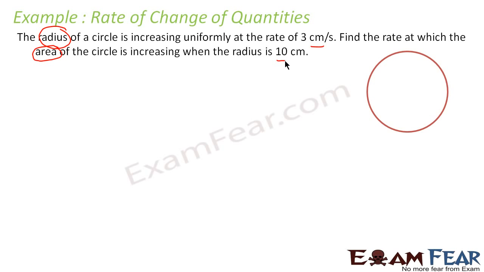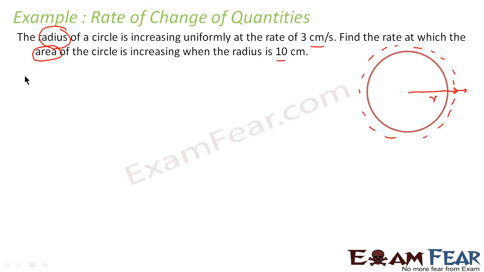So let's draw a circle. Suppose this is r. The question says the radius is increasing, it is increasing like this. Since it is increasing, the circle is also increasing. The circle will expand because the radius has increased. The more the radius increases, the more the circle will expand, and thus the area of the circle will also increase.